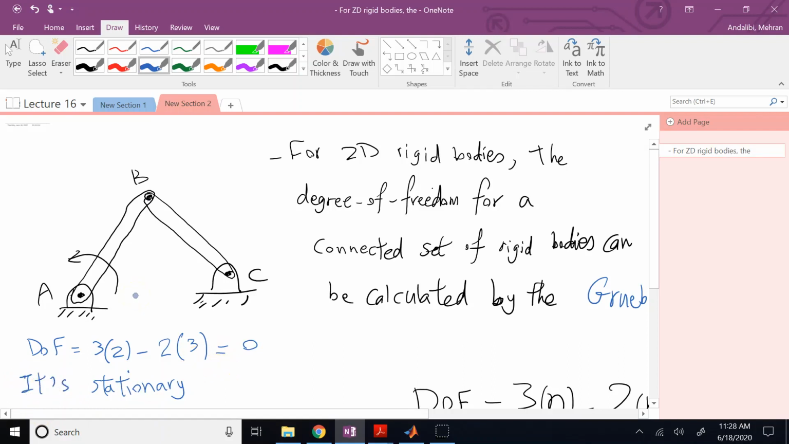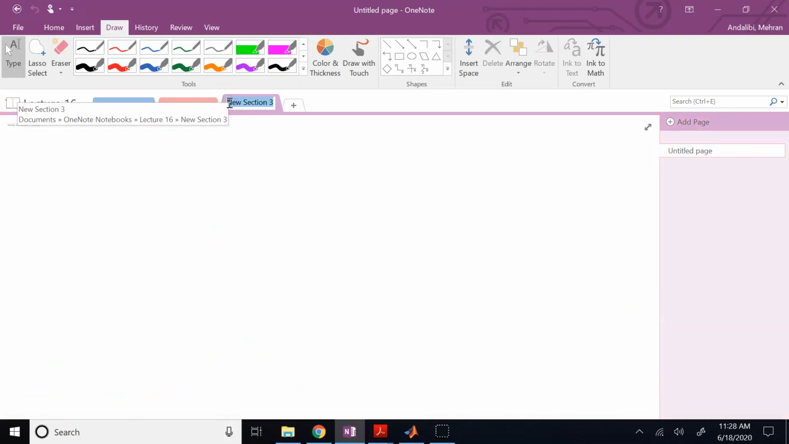And so what do we call it when it's stationary? We don't call it a mechanism, we call it a structure. So this is a structure. And yes, it is a truss. This is the simplest truss that you can have in 2D. It is a structure. It has degrees of freedom equal to 0. Sometimes you even have negative degrees of freedom. Negative means what? Your system is over-constrained, right? So let's look at some examples here.